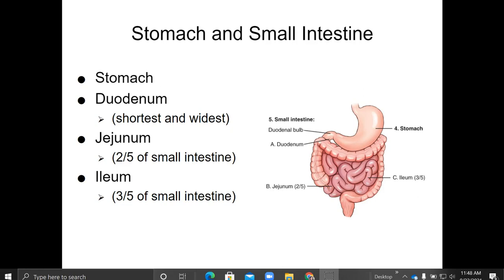The duodenum is the first portion of the small intestine. It is the shortest but widest in diameter of the 3 segments, which makes sense, because when the stomach contents empty into the duodenum, they're not fully digested yet. So a wider tube makes sense.